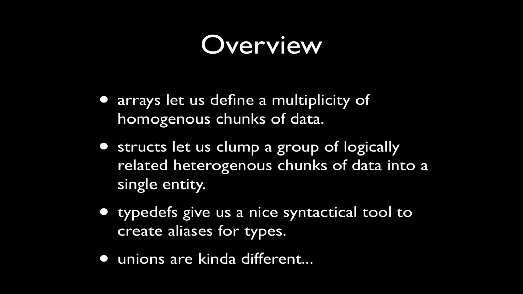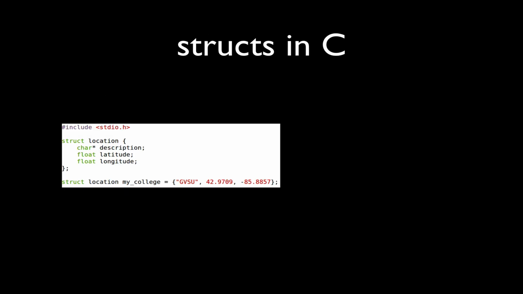So arrays let us define a multiplicity of homogeneous chunks of data. Structs are a very similar thing, only they let us group together logically related heterogeneous chunks of data into a single entity. And typedefs give us a nice syntactic tool to create what we can think of as aliases for types. And unions are kind of in a world all by themselves, and we'll look at that last.